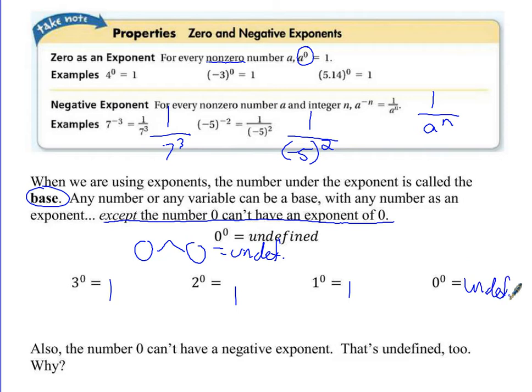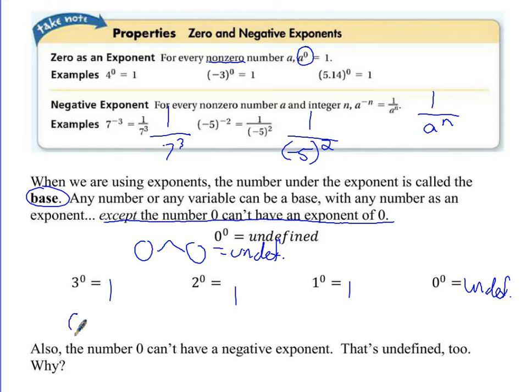The number 0 can't have a negative exponent either. That's undefined too. How come? What about it? You're so close. Yes, you can't have a 0 in the denominator. Let me give you an example of that.